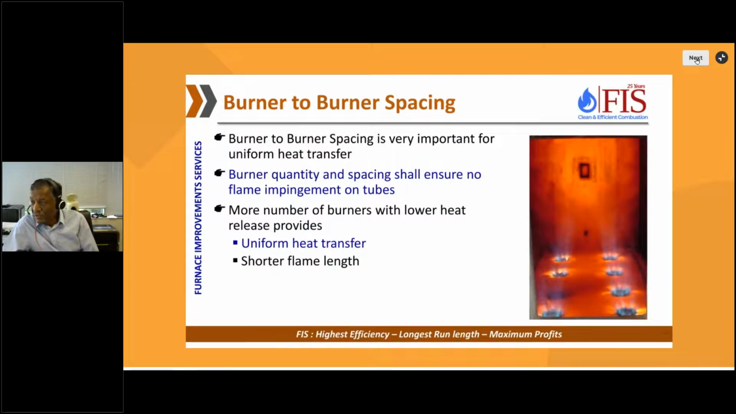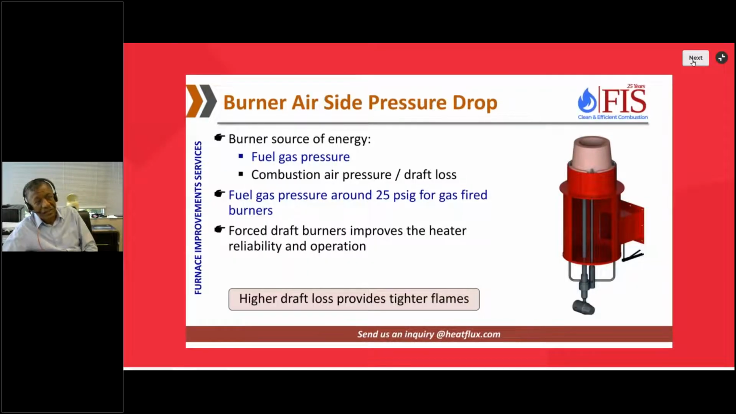Another important parameter we found is the burner to burner spacing. We think the more burners you have, the better uniform heat transfer distribution you will have, because more burners means shorter flame lengths and uniform heat transfer across the whole length of the heater. So if there is a possibility of installing more burners in your furnace, that will definitely help in improving the flame patterns. All these things are based on the flame patterns, and these are all practical things.